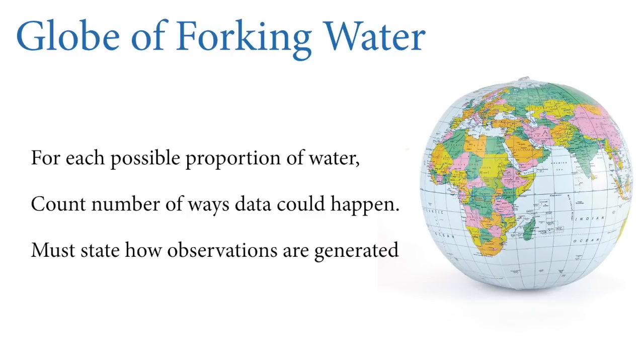Why infinite? Because there are an infinite number of proportions between 0 and 1, and we want to rank them all, or nearly all of them. So for each possible proportion of water, we're going to count the number of ways the data could happen. And this requires us, as always, to state how the observations are generated. And how are they generated? Well, by tossing the globe around, not by throwing meteors at the Earth and counting splashes, right?